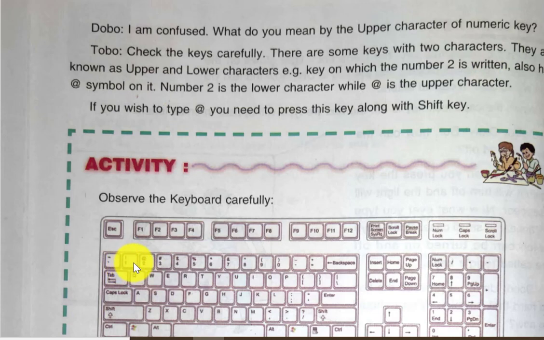Look, the numbers 1, 2, 3, 4 are written on these keys, and on top there are some symbols. So these are the keys which have two characters. If you want to write the numbers 1, 2, 3, 4, you just press these keys, and the numbers will appear on the screen. But if you want to write the symbols written above the keys, what do you have to do? You have to press the shift key, then press the 2. Then on the screen, the @ symbol will come.